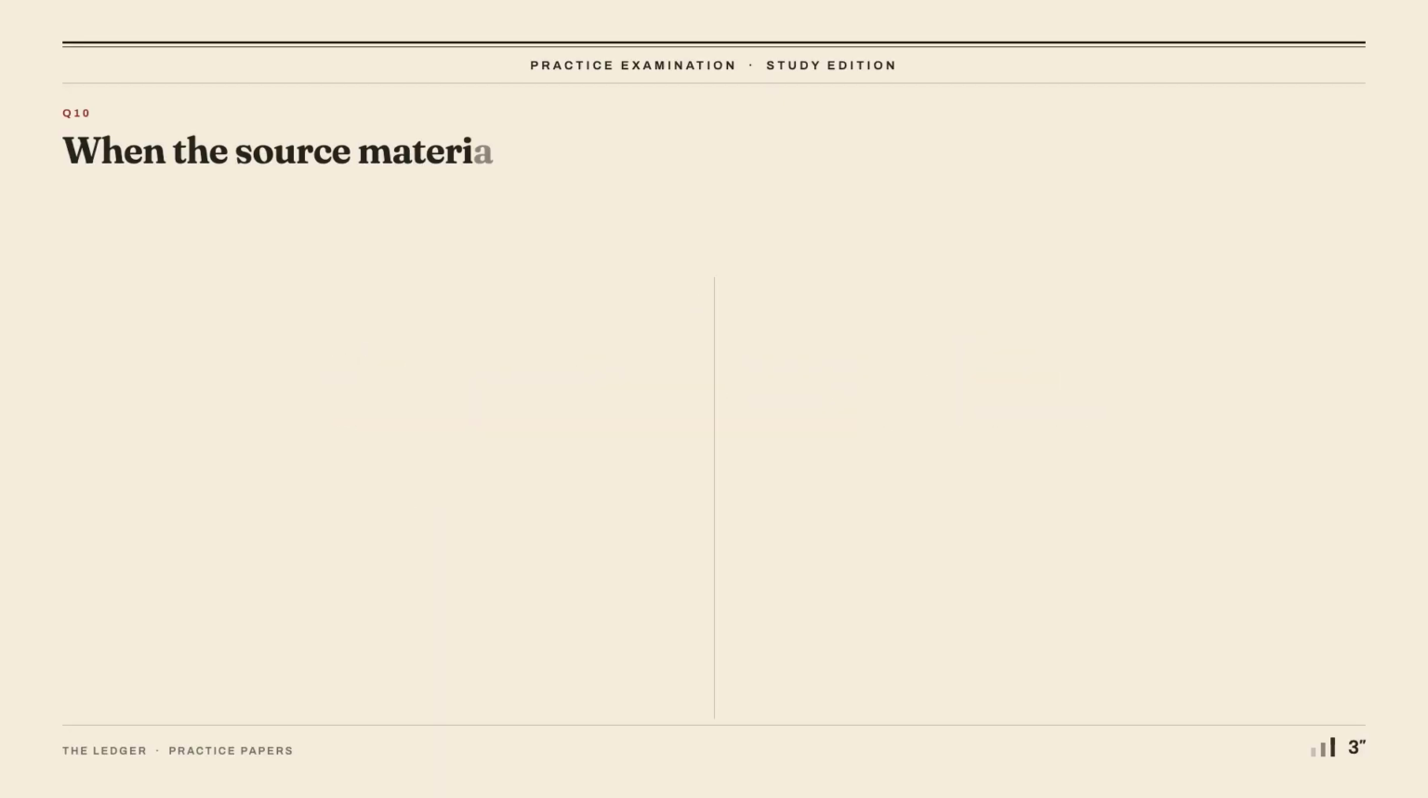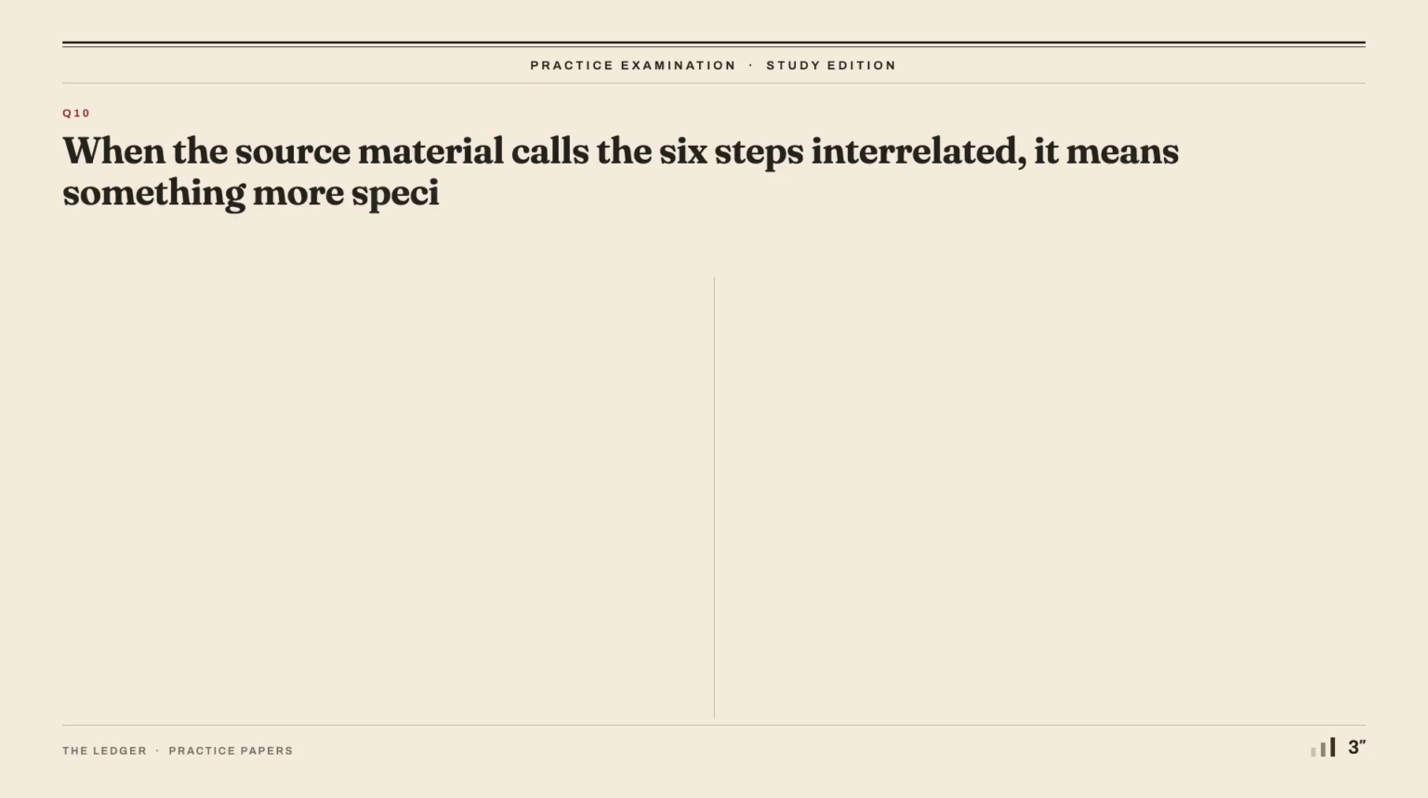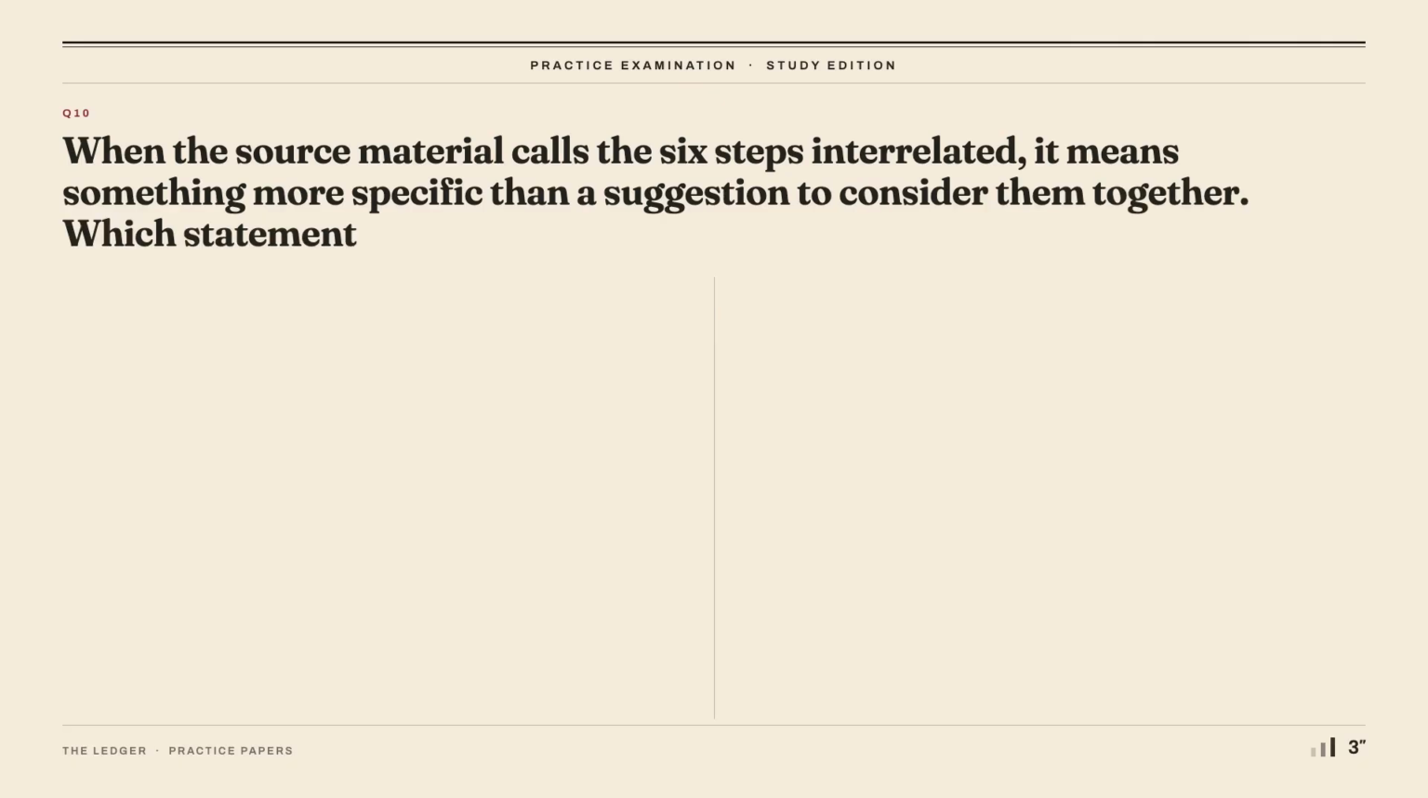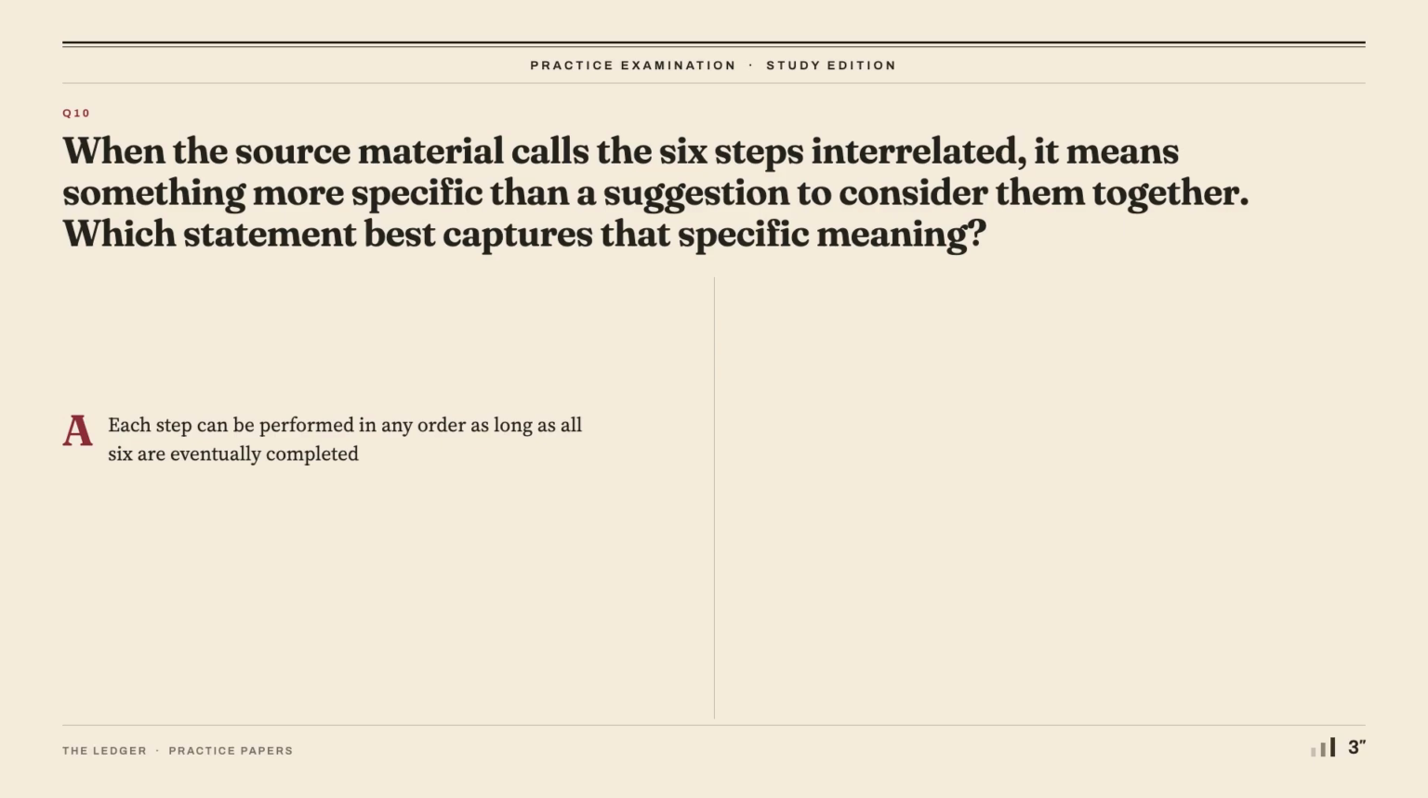Question 10. When the source material calls the 6 steps interrelated, it means something more specific than a suggestion to consider them together. Which statement best captures that specific meaning? Your options are: A. Each step can be performed in any order as long as all 6 are eventually completed.